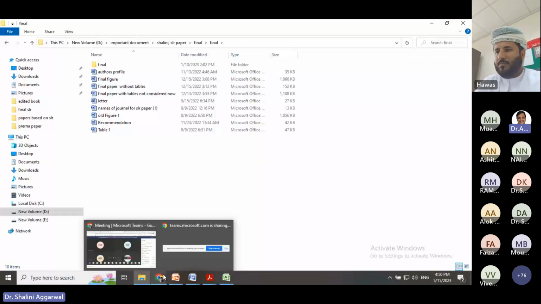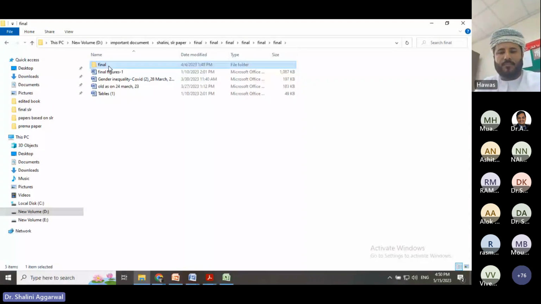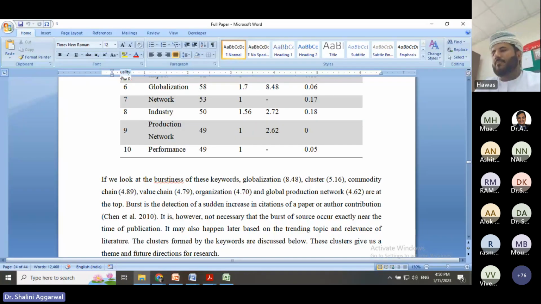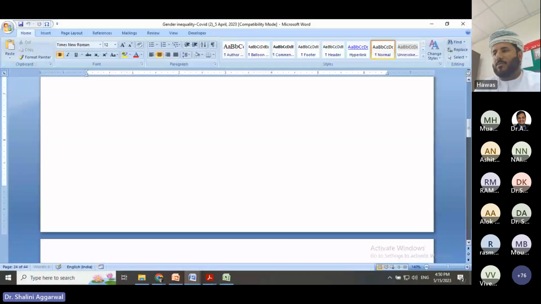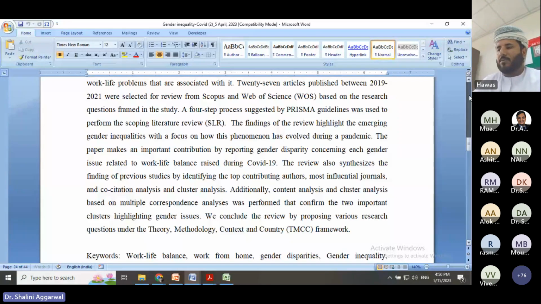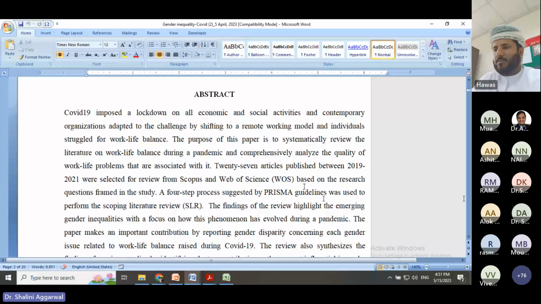Yes, it's visible. Okay, so let me show you how many revisions we have done on this paper. Here we have taken only, I think, 23 papers. This is a scoping review, and we have very few papers because the time period was very short, 2019 to 2021, and we used both databases, Scopus and Web of Science.